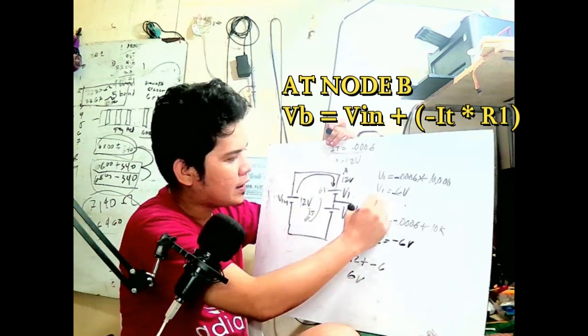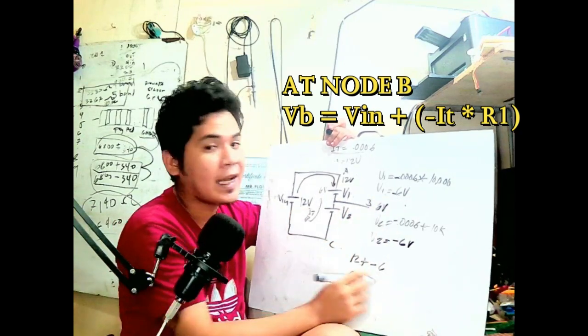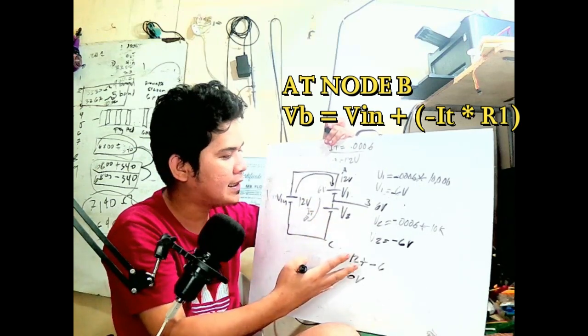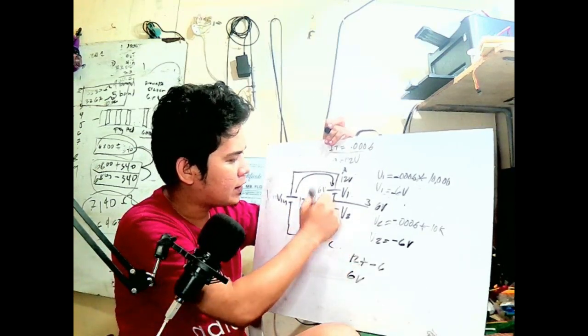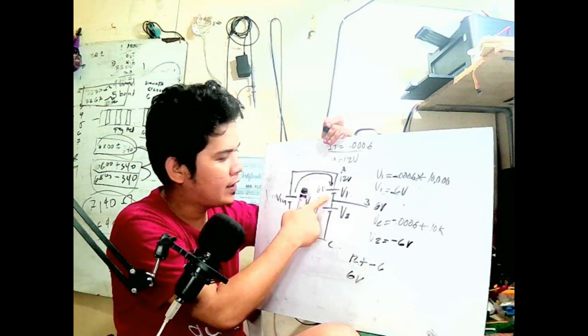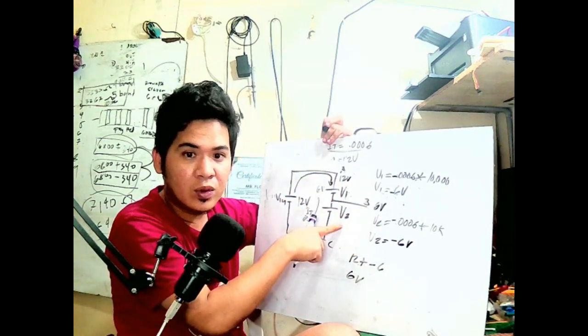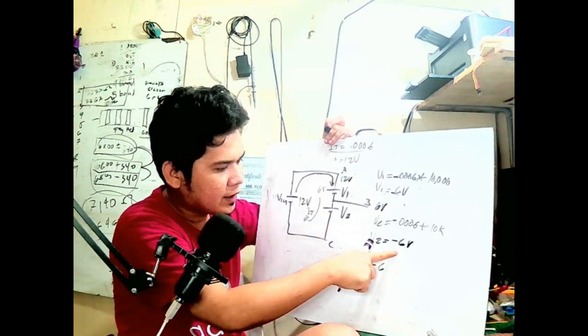So here, alam natin na 6 volts siya. Okay? So that's how we do circuit analysis. Ngayon, 6 volts na lang yung natira sa node B. Mag-flow siya sa ating B2, here, na may voltage drop na negative 6.